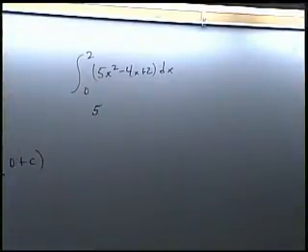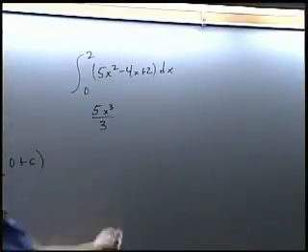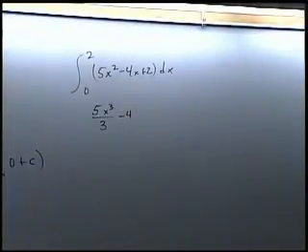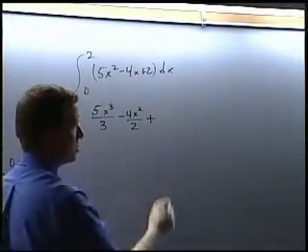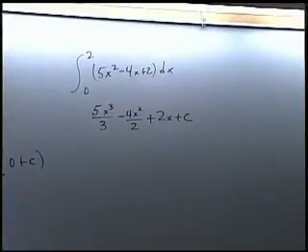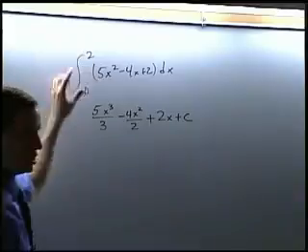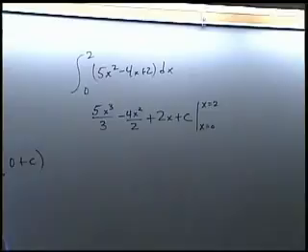5 just stays there. Antiderivative of x squared is x to the third divided by 3. Second one, the negative 4 just stays there. Antiderivative of x is x squared divided by 2. And the antiderivative of 2 is 2x. And then a plus constant on the end. So I just go through and take the antiderivative, and then I sub in the values 0 and 2. So I just put a little line out here. I say I'm going to sub in 0 and 2. All right, now we start subbing in these values.